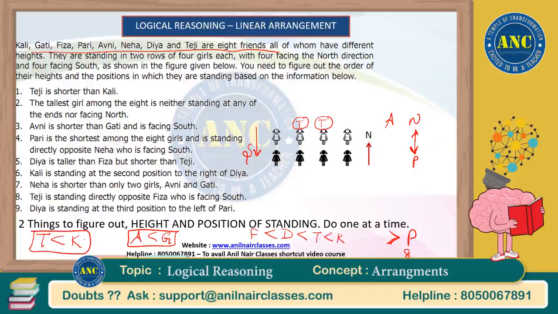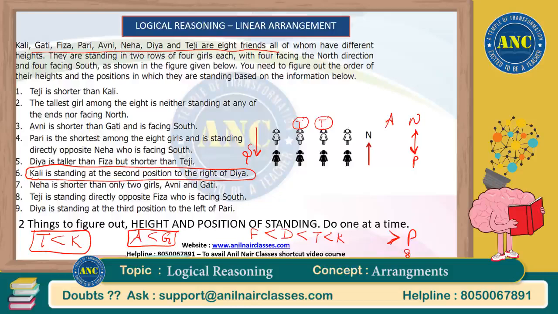Okay. So we have tried to combine these two statements. Dia is much shorter than Teji. Okay. All taken care of. Kali is standing at the second position to the right of Dia. Kali is standing, but in which direction we don't know. We don't know the position where Kali and Diya are standing, so we cannot say which is the right and which is the left. Okay.